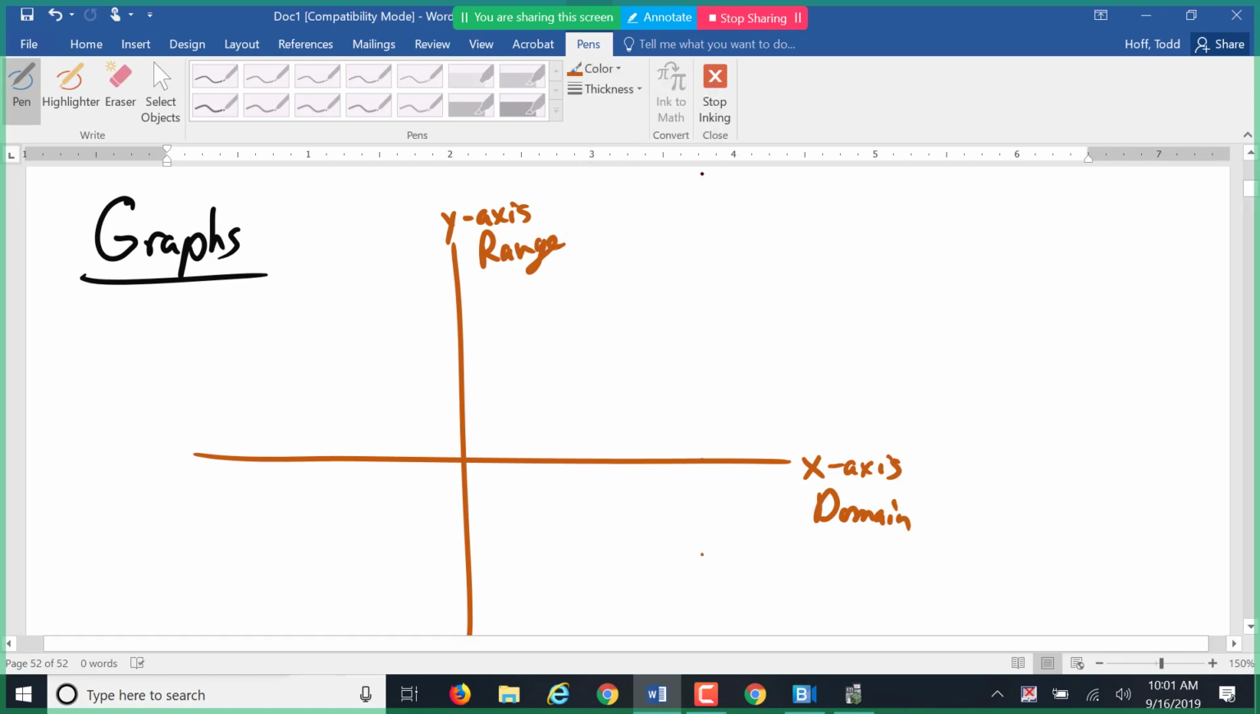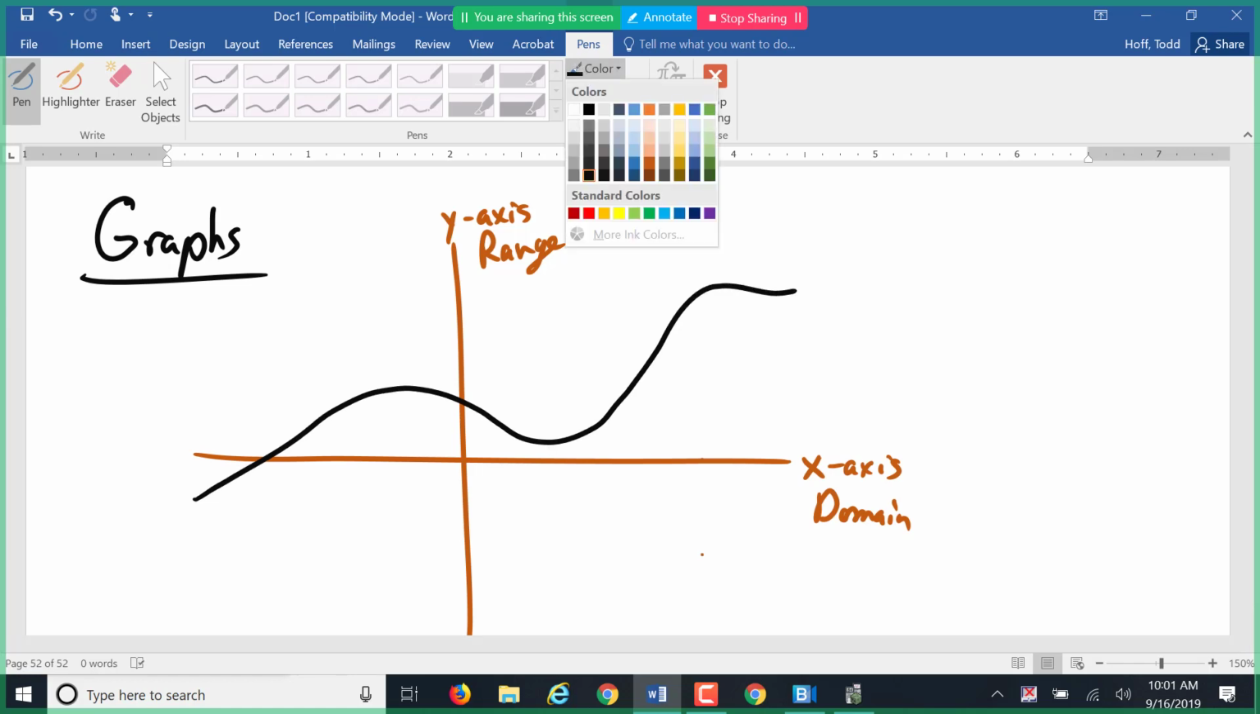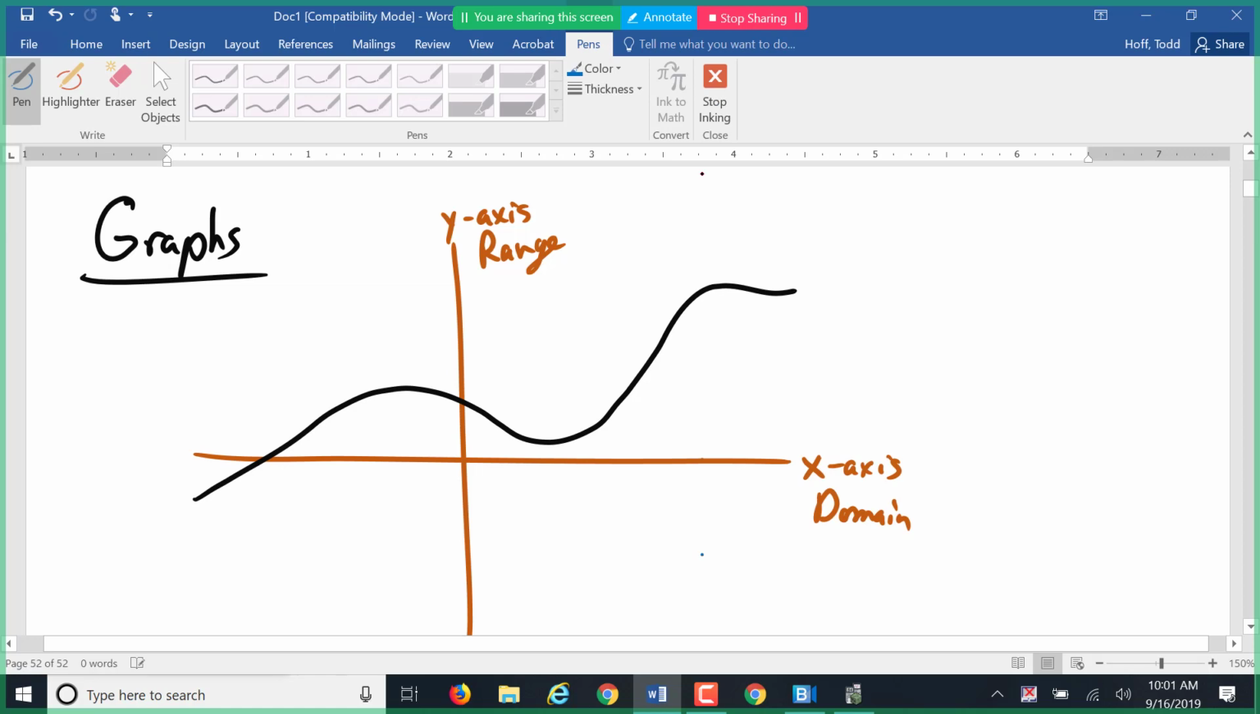So if I have a graph of a function, a curve or whatever, could be a line, could be a curve like this, every value of the domain has to go to one and only one value of the range. So each point in here is basically an ordered pair. So that's the domain value there for that point. That's the range value for that point.